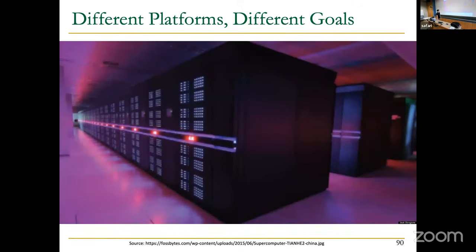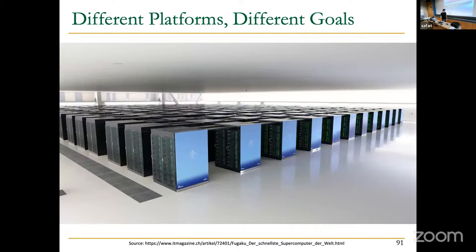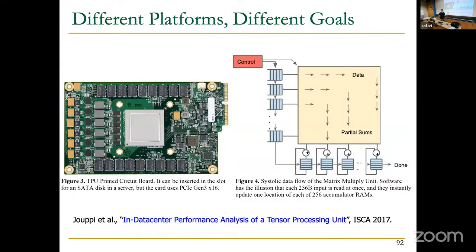This one is a picture of the Tianhe-2, which back in 2015 or so was the fastest supercomputer on Earth. It's in China. This is a more recent one, the Fugaku supercomputer. And here you have another type of platform as well. This is a TPU. You must have heard about this. This is from Google. And what's a TPU? It is a specialized processor for a specific operation that is important for the workloads that Google wanted to target.